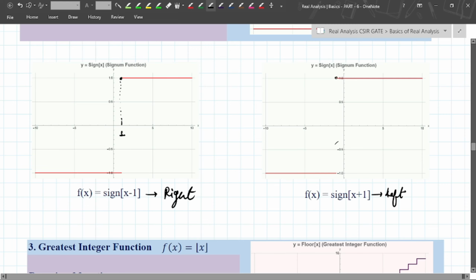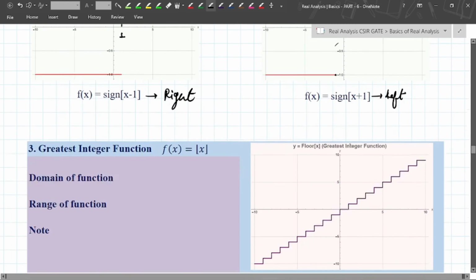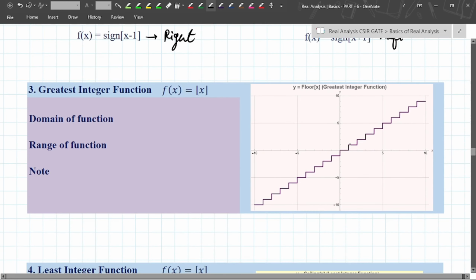You can see here it is 1 and it is shifting with 1 point. Now next we have the greatest integer function, which is also known as the floor function. If you take the greatest integer of 3.01, then it is 3. It can be denoted like this and like this. This is a floor function, and it is a greatest integer function.